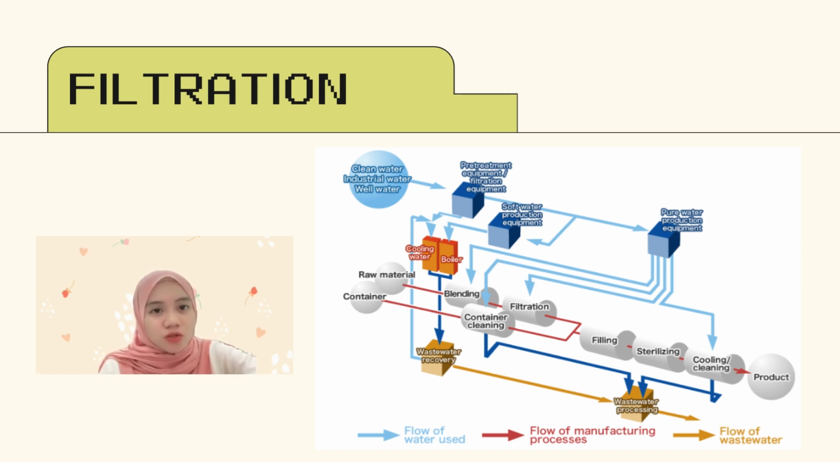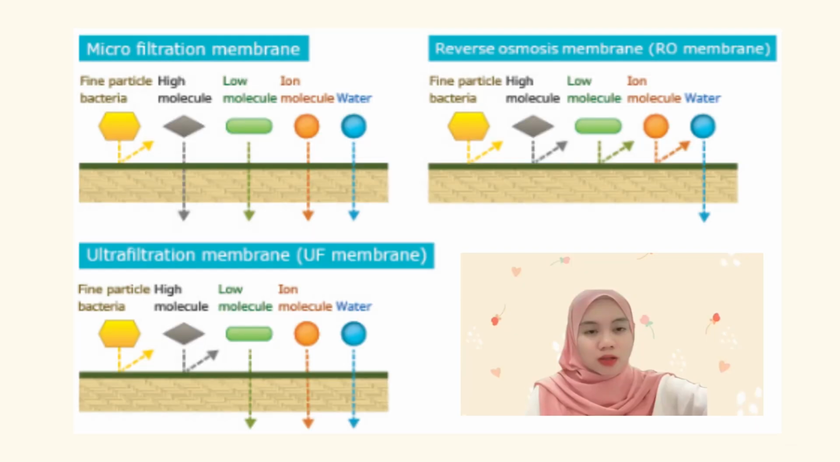Kurita Water Industries also offers a number of wastewater treatment systems, including biochemical treatment systems that treat organic wastewater, as well as wastewater reclamation systems that use RO membrane water treatment chemicals. In Kurita Water Industries, there are three membranes for filtration, which are microfiltration membrane, ultrafiltration membrane, and reverse osmosis membrane.